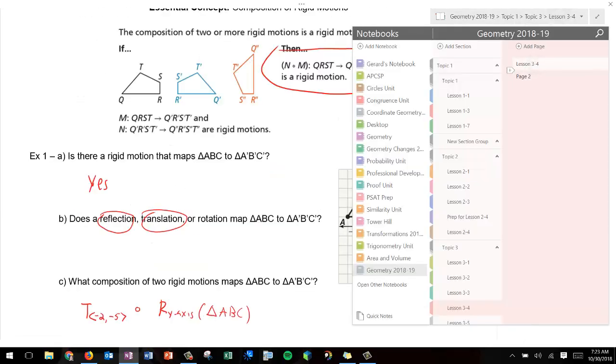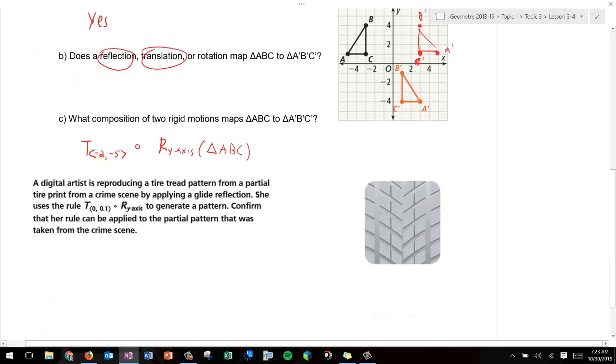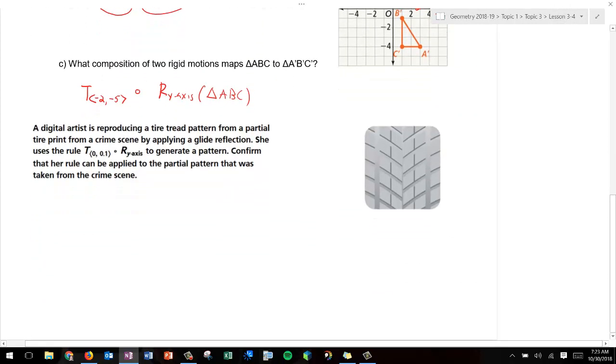Now, our last example is a quick one. So here it says that the digital artist is reproducing a pattern from a partial tire print from a crime scene. This is a real thing. People who work in forensics do use these transformations to be able to put together pieces like this. So if you have a criminology interest, this is a great example of how we use math in criminology.